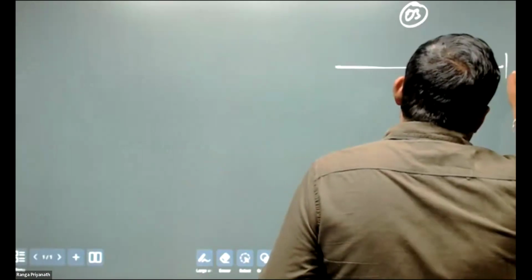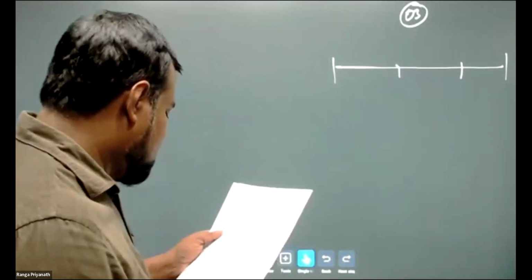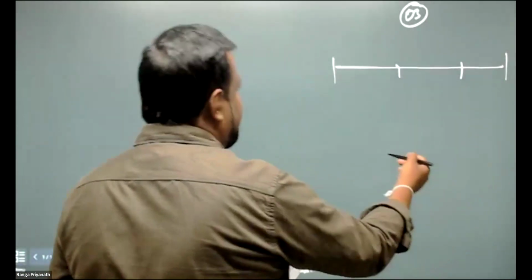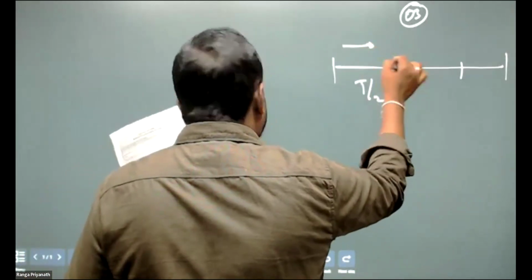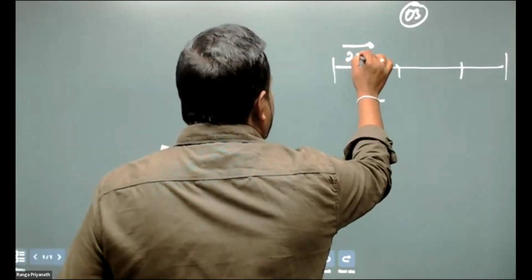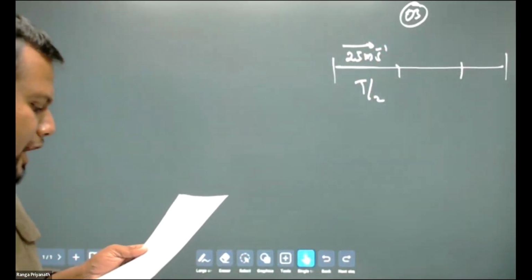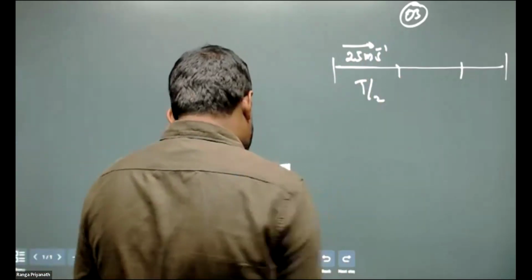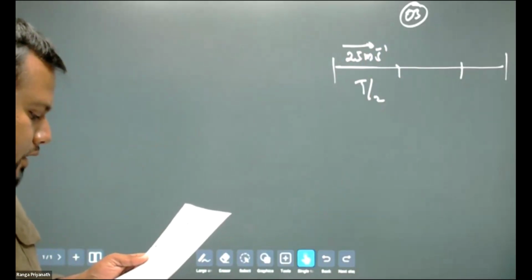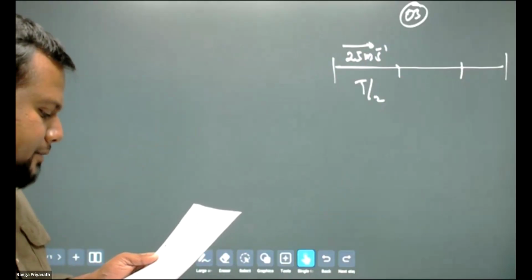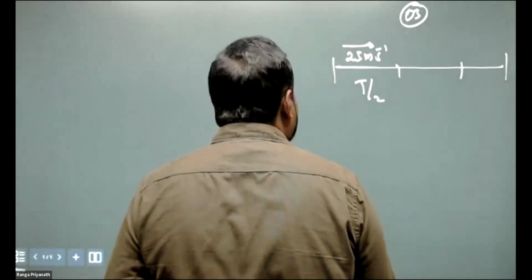So according to the question, the time duration is divided into 3 segments. Half of the time, let's say the total time is capital T. So this is T by 2. The object travels in this from here to there at a speed of 20 ms minus 1. If half of the time taken is travelled at a speed of 20, not 25, it is 20.